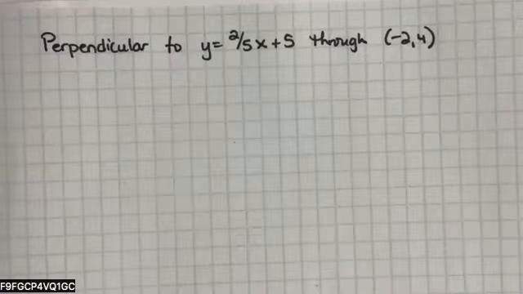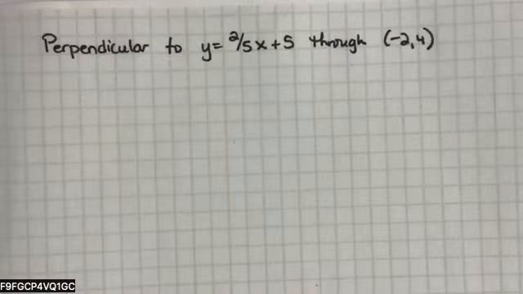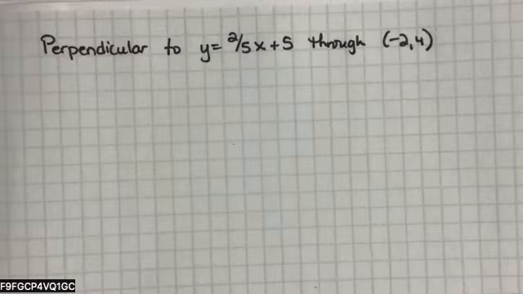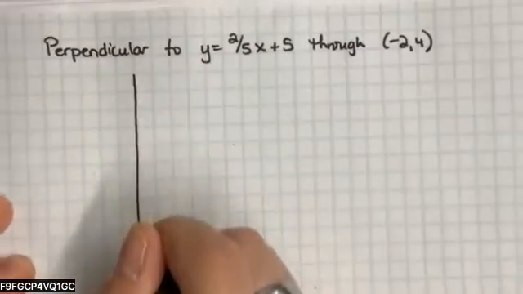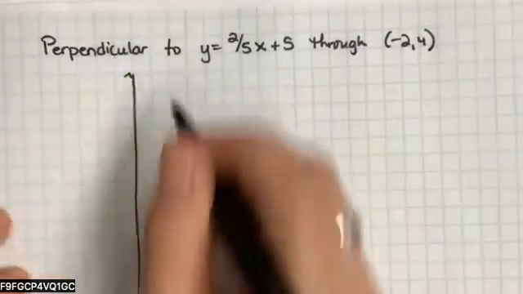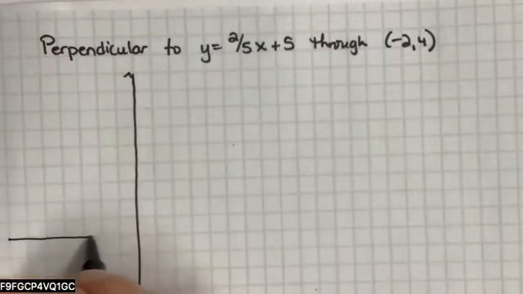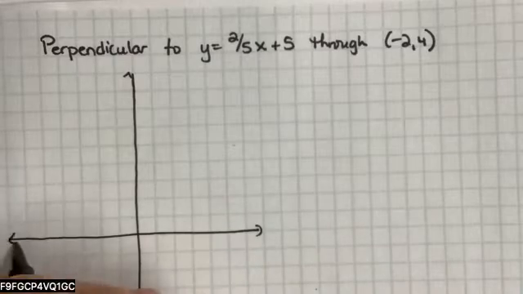Now let's look at writing the equation of a line perpendicular to y equals 2/5 x plus 5 through (-2, 4). Now, perpendicular lines cross at right angles. So to help us see this, I'm actually going to graph this one out.